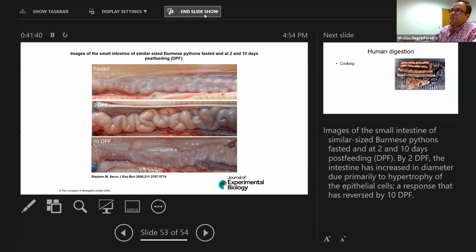So you can see a whole adaptation of the whole digestive tract of this animal for having huge meals. We can also see images of the small intestine of similar size Burmese pythons during fasting. They didn't have any meal in the top picture. And as we move downward, 2 days post-feeding and 10 days post-feeding, it goes back to its normal shape and size. But you can see on day 2 the intestine has increased in diameter, and that is due primarily to the hypertrophy of the epithelial cell microvilli that we saw before, as a response to these huge meals that these snakes are able to take.